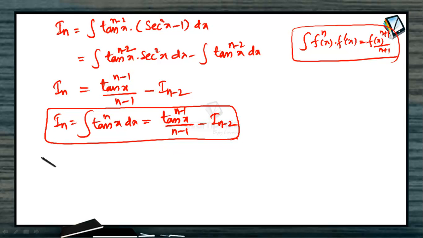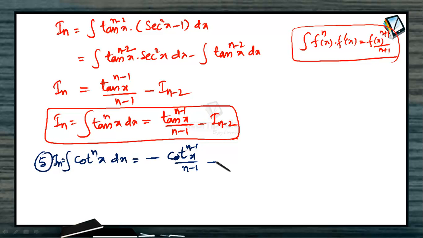Similarly, we can write the fifth reduction principle, where I_n is taken as the integral of cot^n x dx, as minus cot^(n-1)x by (n-1) minus I_(n-2). This is the fifth reduction principle. The proof is similar to the previous one.